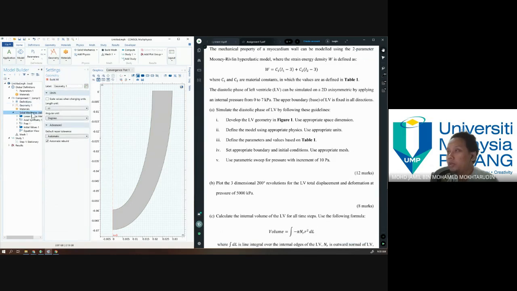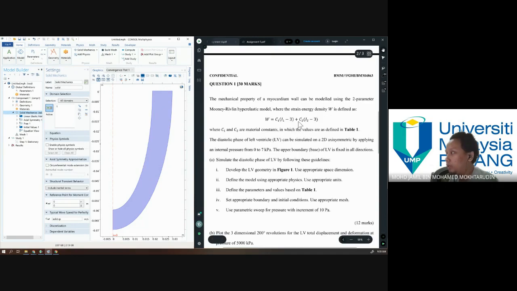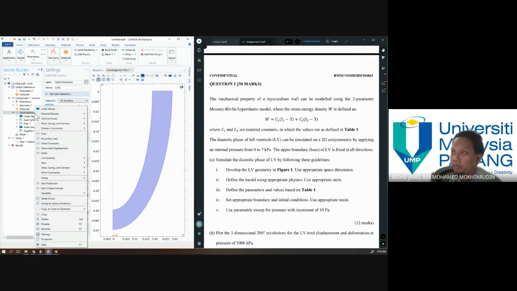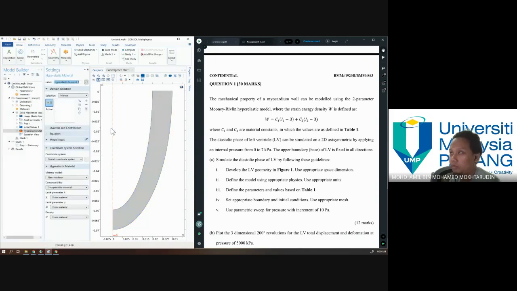So here in the solid mechanics, it automatically highlights the whole LV, left ventricle. And then we need to set this Mooney-Rivlin hyperelastic model. So right click material model and choose hyperelastic. And then here in the material model, choose the two parameters given in the question, and then change the parameter value.